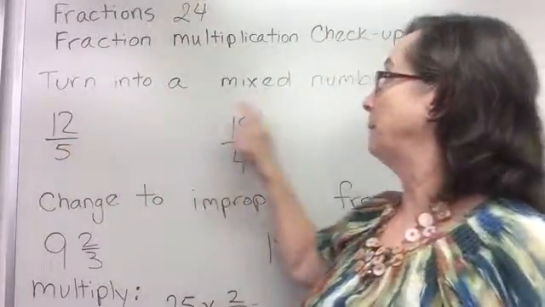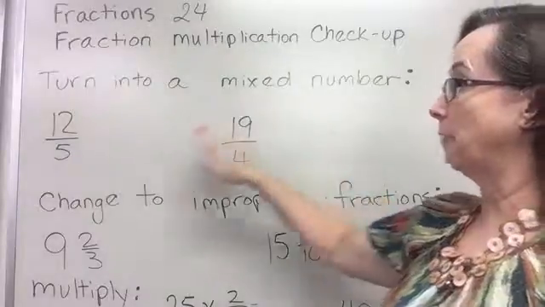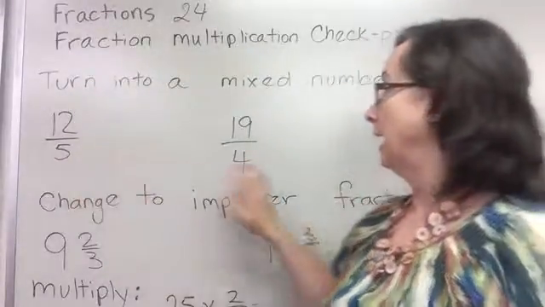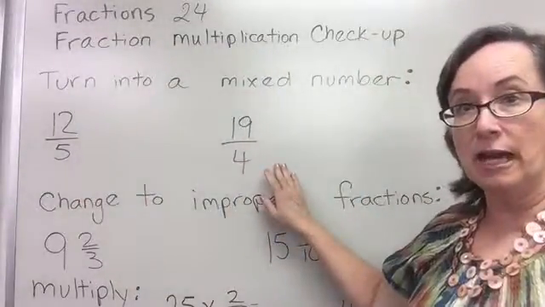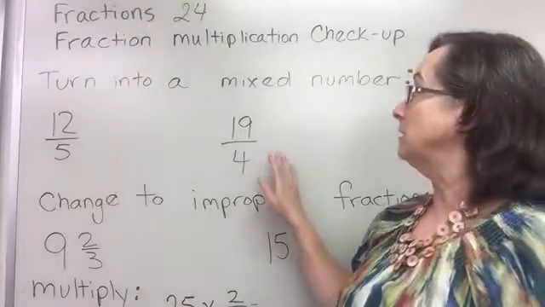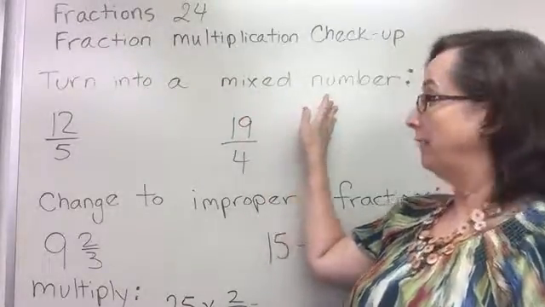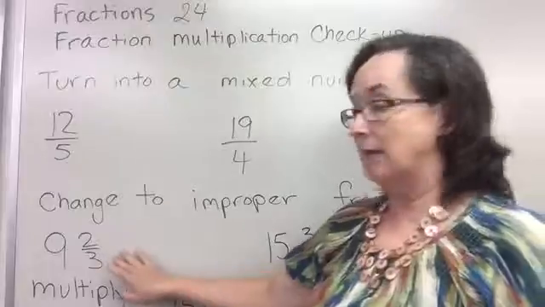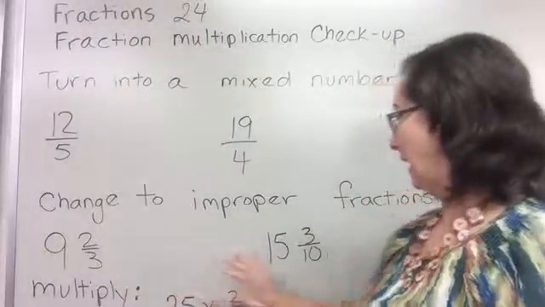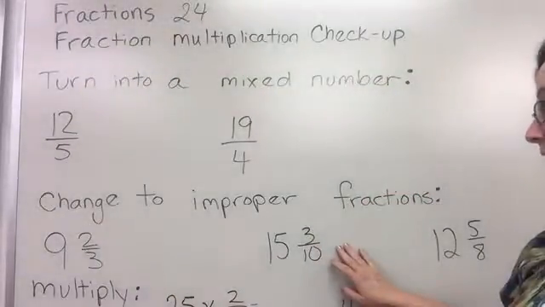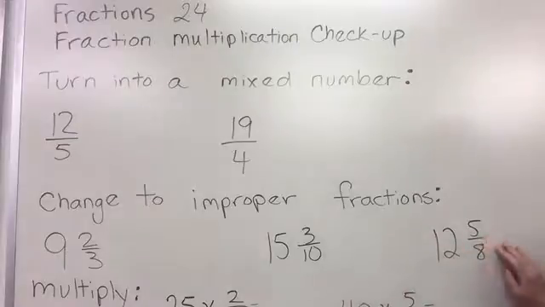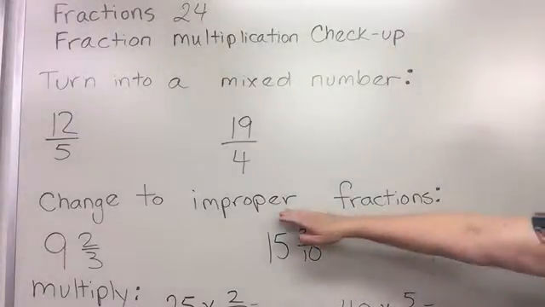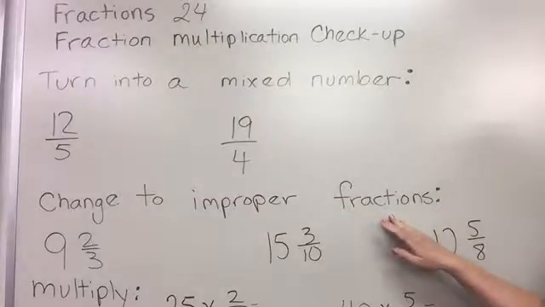And you're going to copy down these two problems, 12/5 and 19/4, and you're going to turn those into mixed numbers. And then you're going to copy 9 2/3 and 15 3/10 and 12 5/8, and those you're going to change to improper fractions.